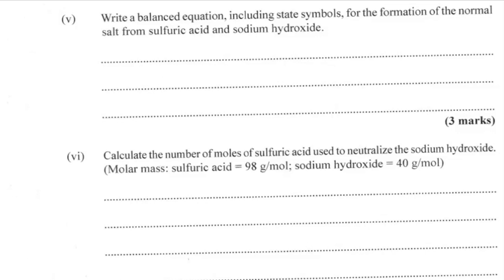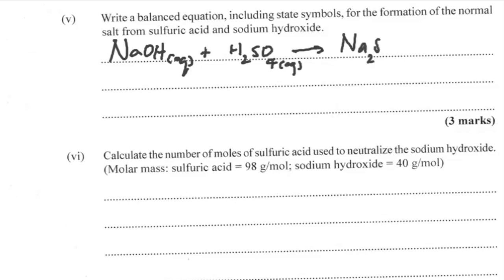Part 5 of B. Write a balanced equation including state symbols for the formation of the normal salt from sulfuric acid and sodium hydroxide. So here we go. Sodium hydroxide, that's an alkali, so that's aqueous. Sulfuric acid, H2SO4. And this will give us the normal salt, Na2SO4. All sodium salts are soluble, so that would be aqueous. And that's water, which is a liquid here.